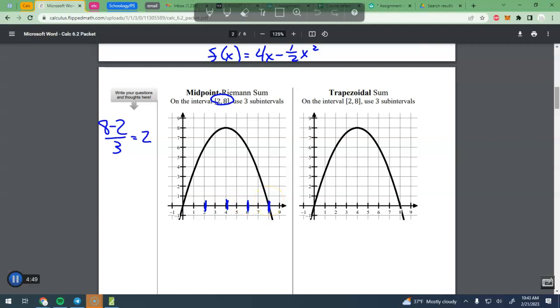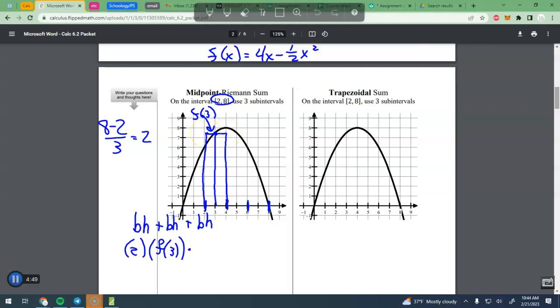So I'm just doing base times height, plus base times height, plus base times height. So I'm adding up the area of 3 rectangles. So if I look at this first rectangle, the base of that's going to be 2, right? And the height will be f of 3, because the midpoint of that interval is 3, so I plug that in, find out what f of 3 is, and then that becomes the height of that rectangle. That make sense?